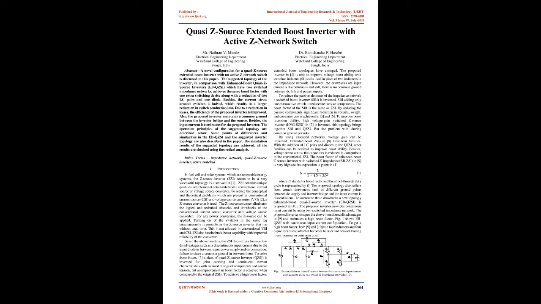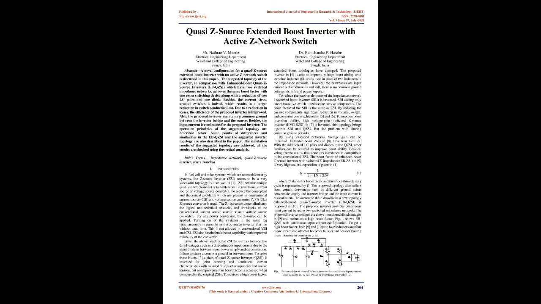ZSI also has the buck boost capability with improved reliability of the converter. Given the above benefits, the ZSI also suffers from certain disadvantages such as a discontinuous input current due to the input diode in between input power supply and DC connection, and failure to share a common ground in between them. To solve these issues, a class of Quasi-Z-Source Inverter, QZSI, is invented for joint earthing and continuous current characteristics with reduced ratings of components and source tension, but no improvement in boost factor is achieved when compared to the original ZSIs. To achieve a high boost factor, extended boost topologies have emerged.